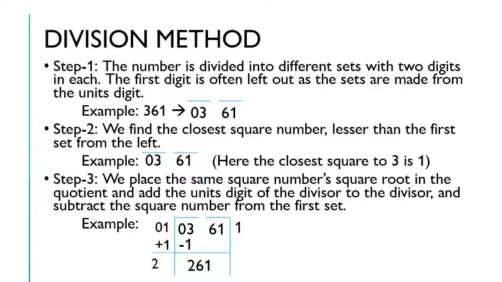So in this case, we know the square root of 1 is 1, and then we put the same 1 in the divisor and in the quotient area. Then we add the units digit of the square root to the divisor. So in this case you get 2. Then when you subtract the square, 1, from 3, you get 2, and then you bring the 1 down and concatenate it to get 261.